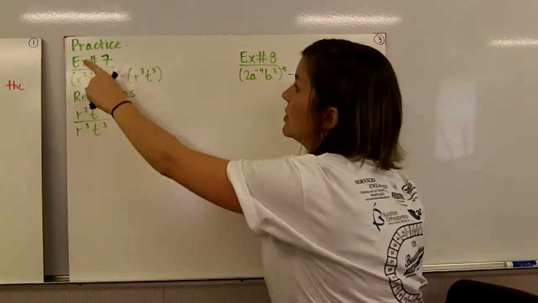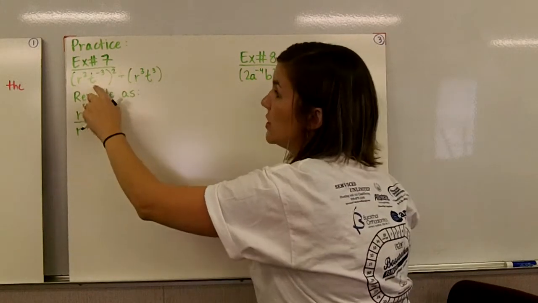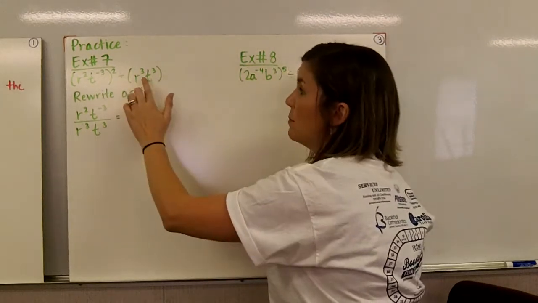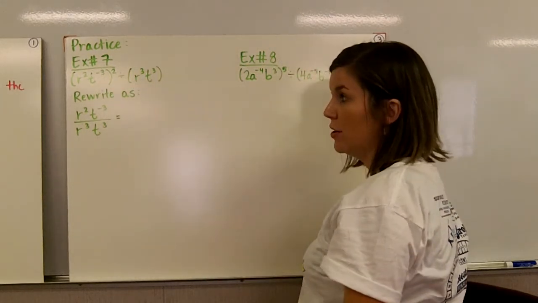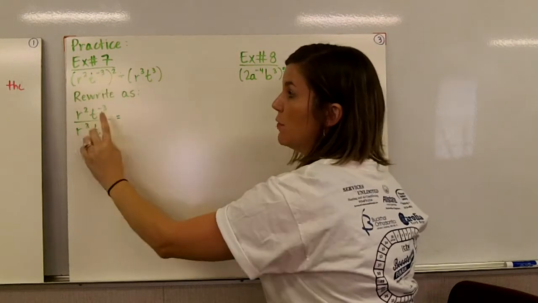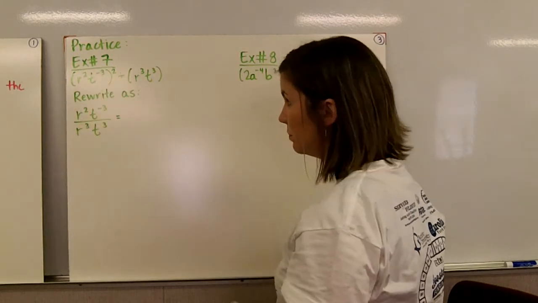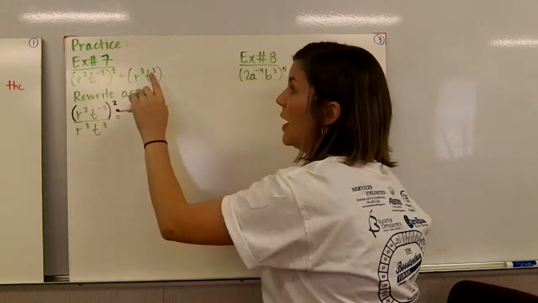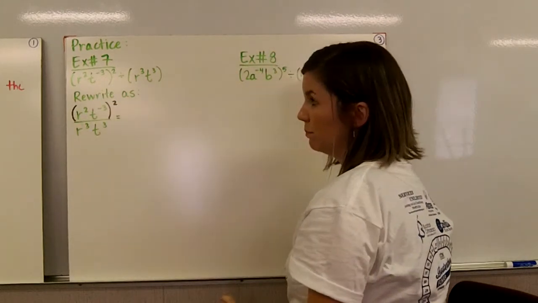Here's some practice problems. Example number 7. R to the 2nd times T to the negative 3, all to the 2nd power, divided by R to the 3rd, T to the 3rd. So we can go ahead and rewrite this. Remember, the first one goes on top, and this is all to the 2nd power. And the second one goes on the bottom.